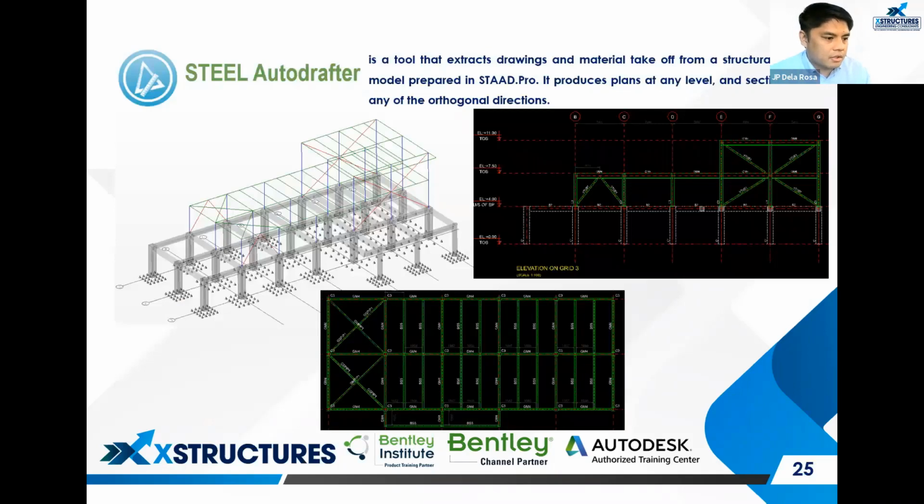And then Steel Autodrafter is a tool that extracts drawings and material takeoff from a structural steel model prepared in STAAD.Pro. It produces plans at any level and sections in any orthogonal direction. As you can see, this is the Steel Autodrafter model, directly from STAAD.Pro. You just go to Autodrafter mode, then you can directly extract these high quality drawings already, the framing plan as well as elevation drawings.